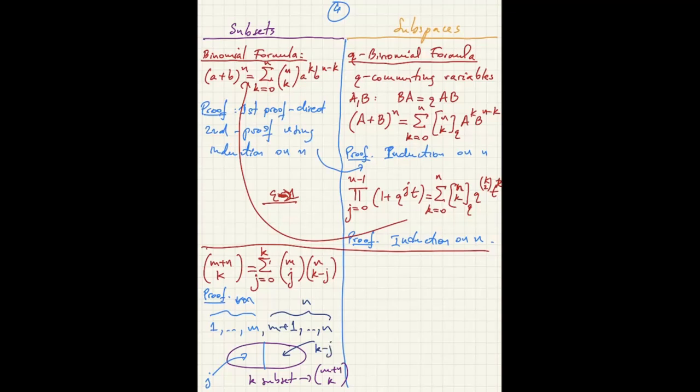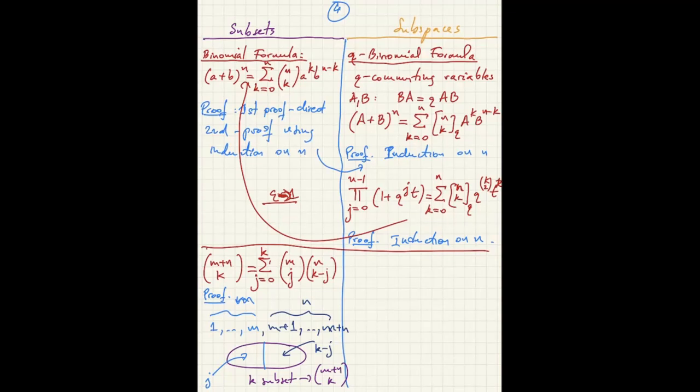And so the number of k-subsets is the same as the number of j-subsets of the set 1 to m, times the number of k minus j subsets of the remaining set, from m plus 1 to m plus n. And that can be done in all possible ways. j can be as low as 0 and can be as high as k. So that's essentially the proof by a picture.